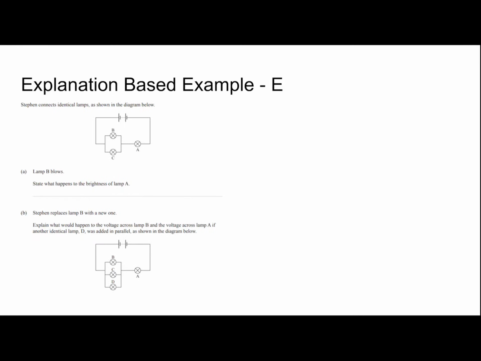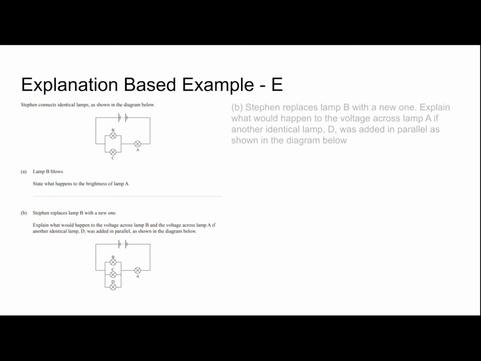Alright, so now we have an explanation-based example. This is an excellence question. Stephen connects identical lamps as shown in the diagram below. Just ignore part A and look at part B. Stephen replaces lamp B with a new one. Explain what will happen to the voltage across lamp B and the voltage across lamp A if another identical lamp D was added in parallel as shown in the diagram below.